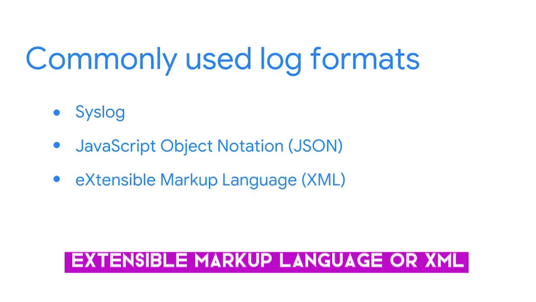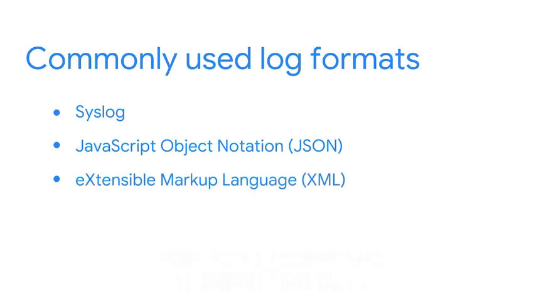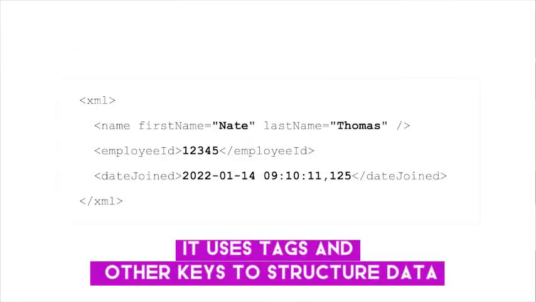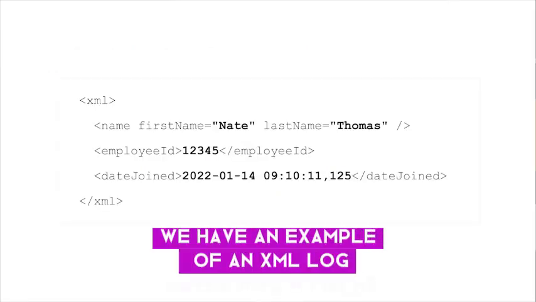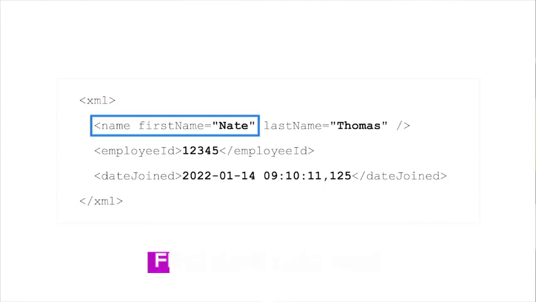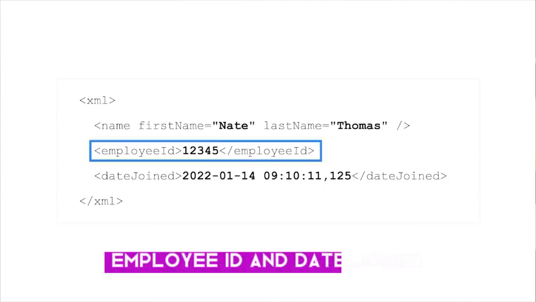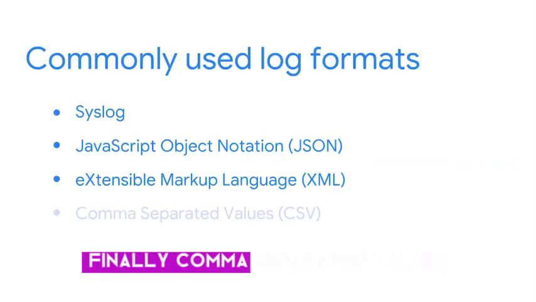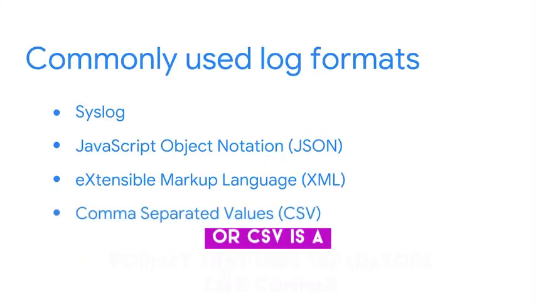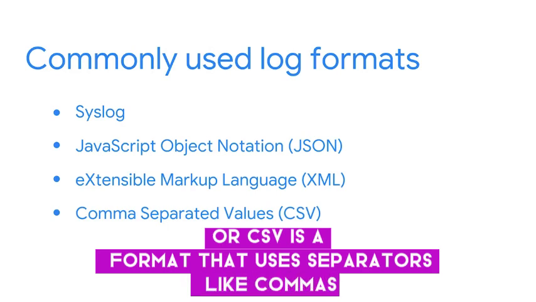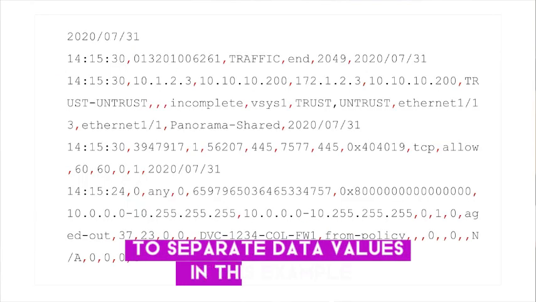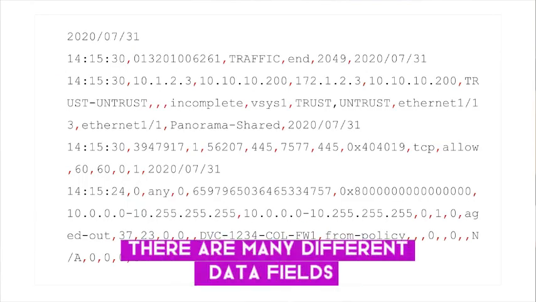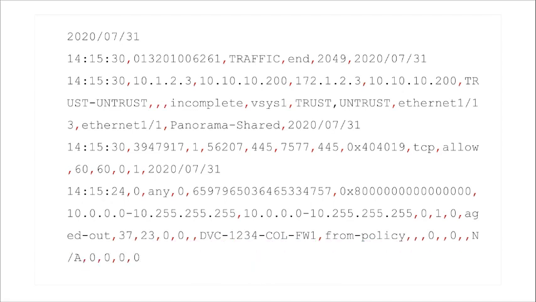Extensible Markup Language, or XML, is a language and a format used for storing and transmitting data. Instead of key value pairs, it uses tags and other keys to structure data. Here we have an example of an XML log entry with 4 fields: first name, last name, employee ID, and date joined, which are separated with angle brackets. Finally, comma-separated values, or CSV, is a format that uses separators like commas to separate data values. In this example, there are many different data fields which are separated with commas.